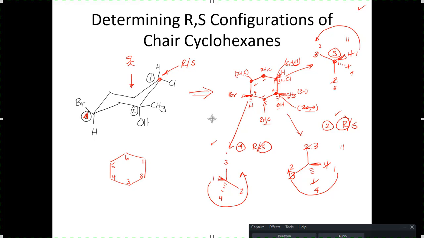And I'll just point out that when we're doing group switching, we're so used to group switching a lot of times that you have to take a breath and make sure that the 4th priority group isn't already on the dashed wedge. If it's already on the dashed wedge, then you don't have to switch anything, you just go directly to 1 to 2 to 3. Okay, so that's how we determine the R/S configurations of a chair cyclohexane.